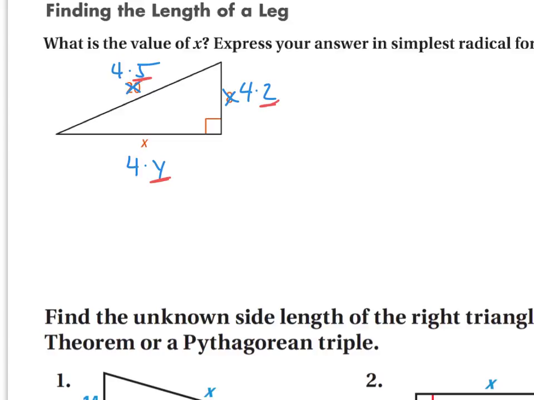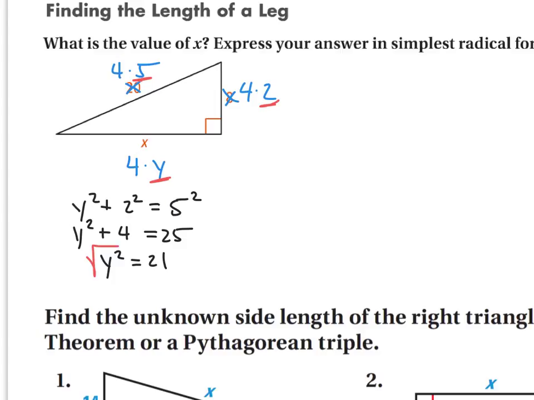5 is the hypotenuse, but 2 is not one of the legs of that triple. But I can use 5, 2, and y. y squared plus 2 squared equals my hypotenuse 5 squared. y squared plus 4 equals 25. I've got to subtract 4 from both sides. y squared equals 21. How am I going to solve for y? Not square it, square root it. Square root it on both sides. So then y equals the square root of 21.